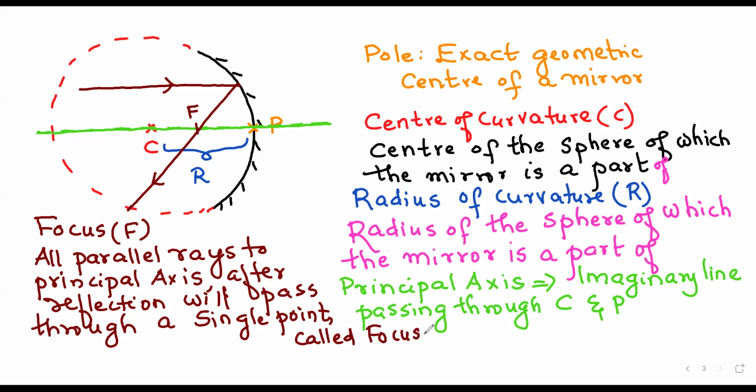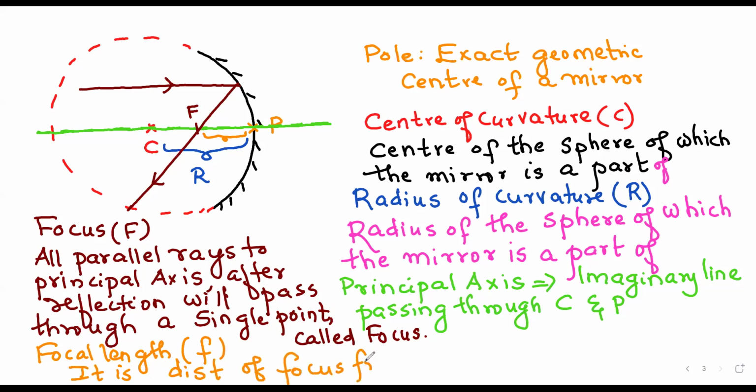Represented by capital F. And the last one is distance of focus from pole. We call it as focal length, represented by small f. So what is focal length? It is the distance of focus from the pole. We call it as focal length.